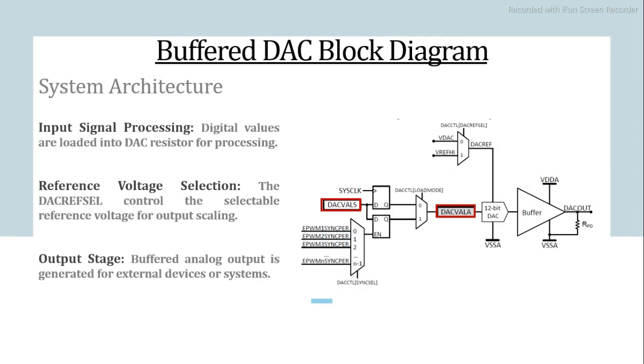Here is an overview of the Buffered DAC architecture, and it includes three main stages. The first is input signal processing. This stage processes digital values loaded into the DAC registers. The second stage is the reference voltage selection. The DAC ref selection register controls the reference voltage for output scaling. The third stage is the output stage, and this stage generates the buffered analog signals that can be used by external devices or systems.